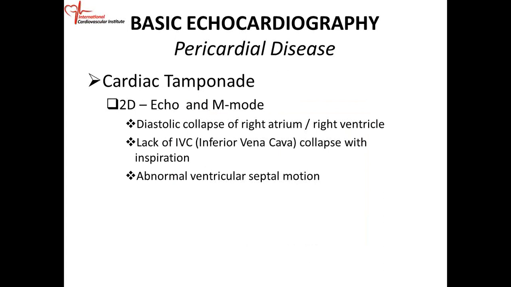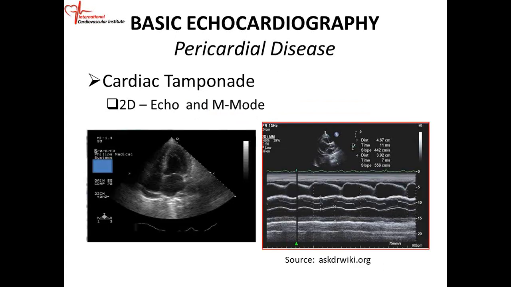Okay? Abnormal ventricular septal motion. In inspiration, it's going to move to the left, and in expiration, it's going to move to the right. If you see this, it's almost diagnostic. All right? So again, see some fluid right there. You just put your cursor across it and you can look. And if you see something like this, then you have diastolic collapse, okay, which is diagnostic of tamponade.